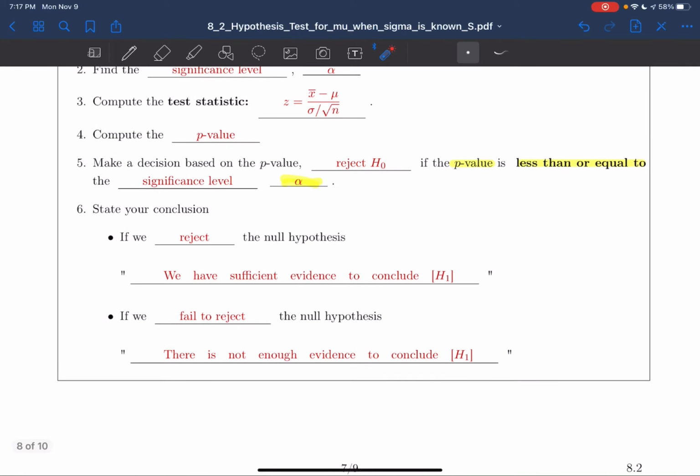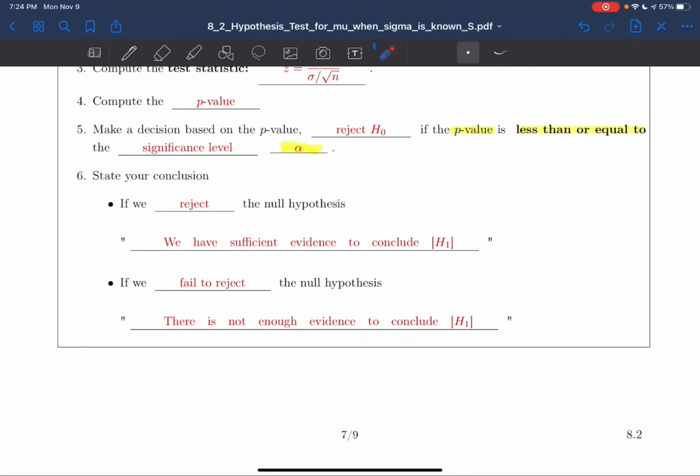And then finally, and probably the most important thing, is we want to state our conclusion. How do we do that? Well, it's kind of similar to what we did in the critical value method. If we reject the null hypothesis, then we could say that we have sufficient evidence to conclude, and then input your alternative hypothesis here. If we fail to reject the null hypothesis, then we could say that there is not enough evidence to conclude, and then input whatever your alternative hypothesis is. And again, this is going to be different depending on what problem you're working with.